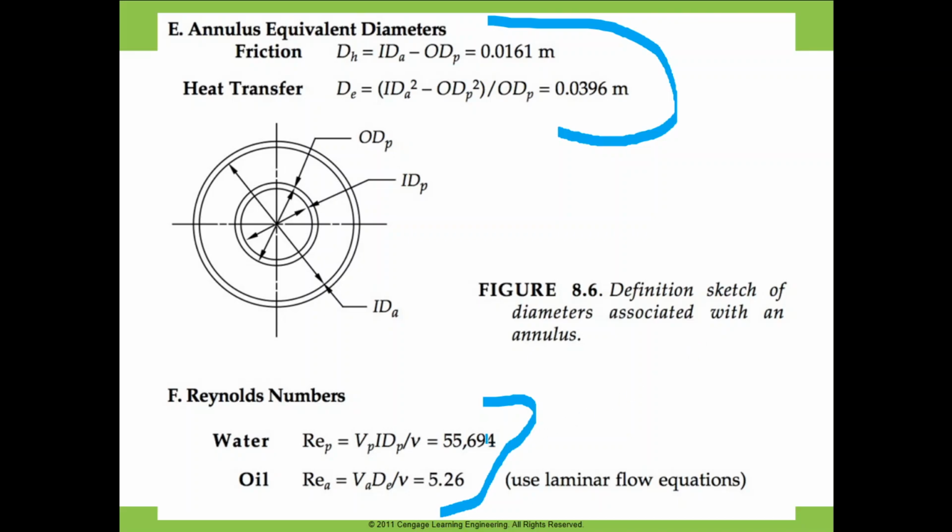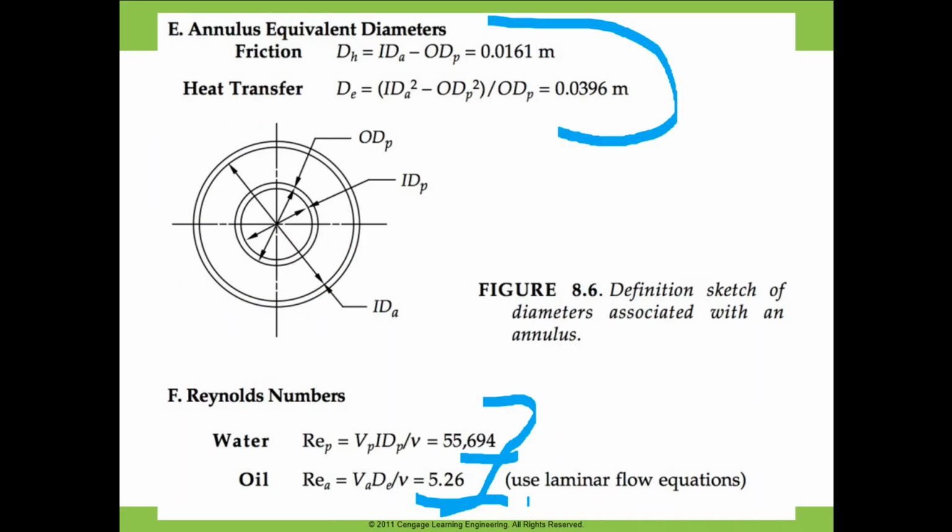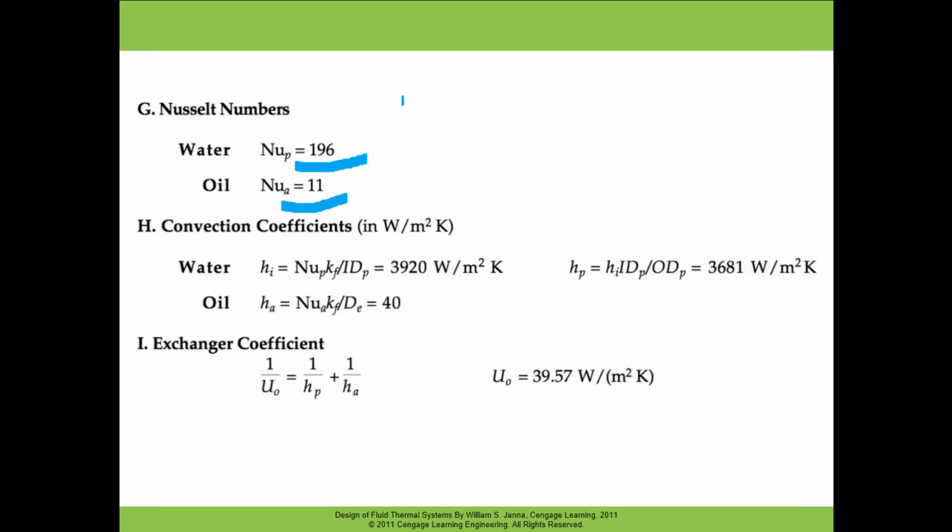So here we can see that on the pipe side the Reynolds number is 55,000, which is turbulent. For the annulus side it is 5.26, which is laminar flow. So you have to use the laminar correlation for the annulus side and the turbulent correlation for the pipe side. Based on the correlations, you calculate the Nusselt number for the pipe side and the Nusselt number for the annulus side. Remember, as we saw on the last slide, this is laminar, so the laminar correlation should be used here. So we calculated the Nusselt number for both cases, and then we calculated the heat transfer coefficient for the inner side and the heat transfer coefficient for the outer side.